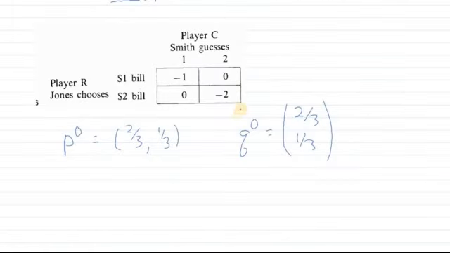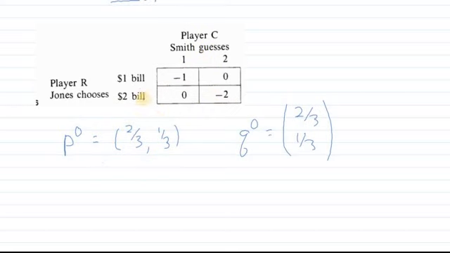Here's a specific example of a game where you have Jones and Smith, and Jones either pulls out a $1 bill or $2 bill, and Smith makes his guess. And if Smith guesses correctly, he gets the money, and if he doesn't, he gets nothing. So let's look at what happens when Jones uses a mixed strategy of 2/3, 1/3.